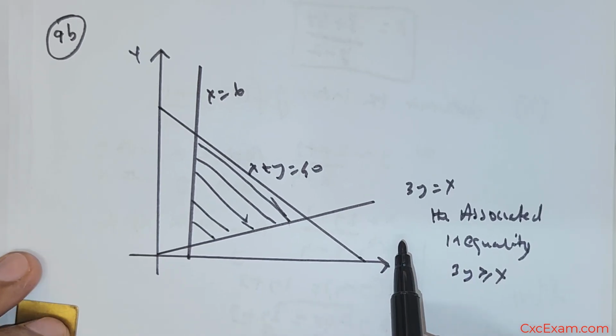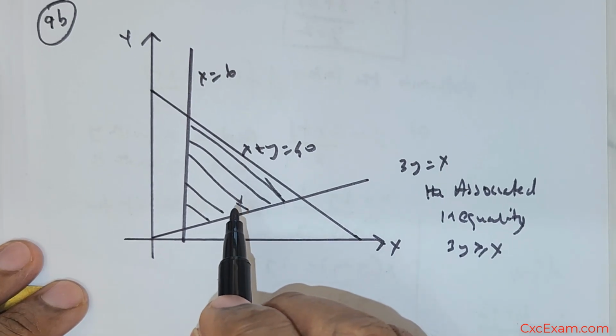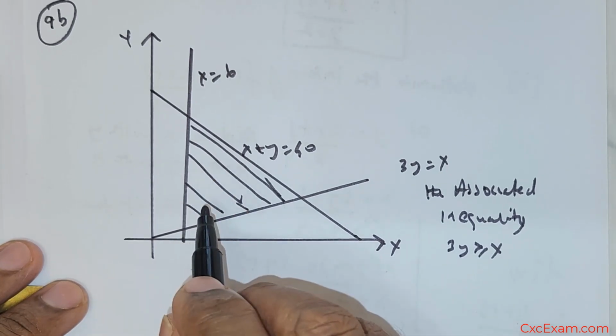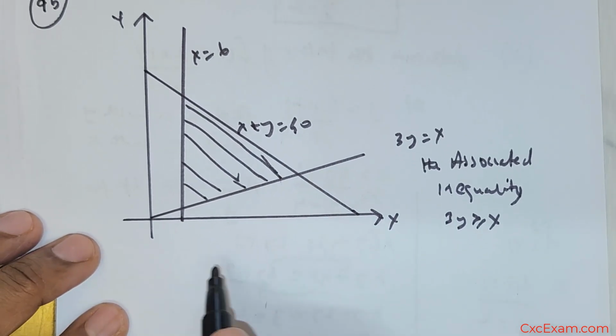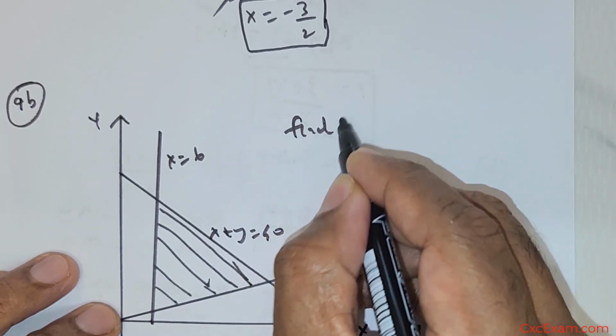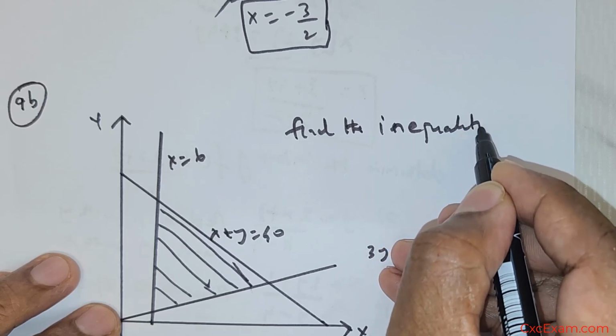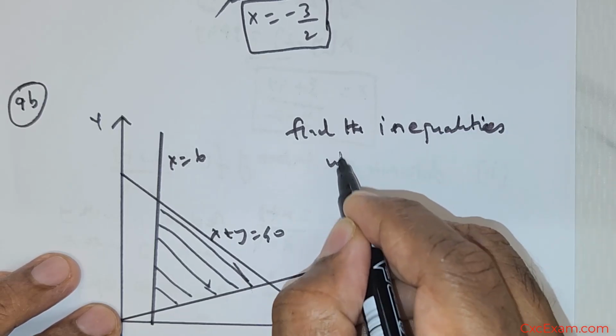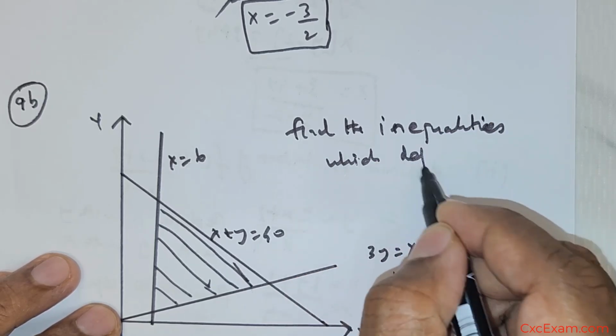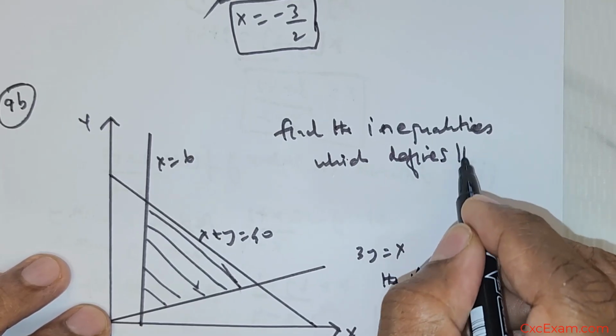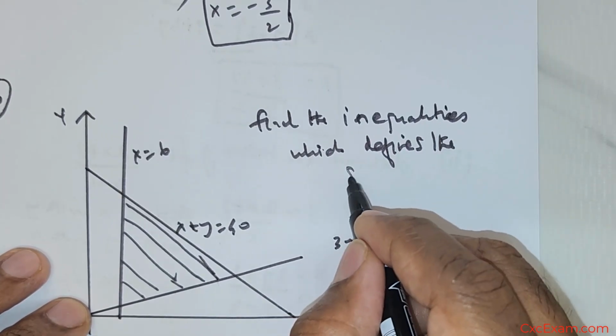Now what we have to do is get the inequalities which define the shaded region. Find the inequalities which define the shaded region.